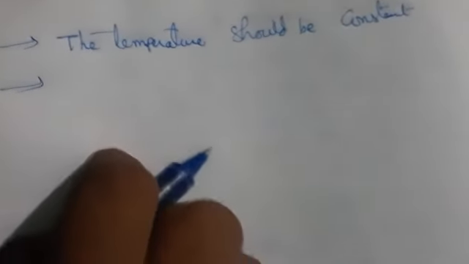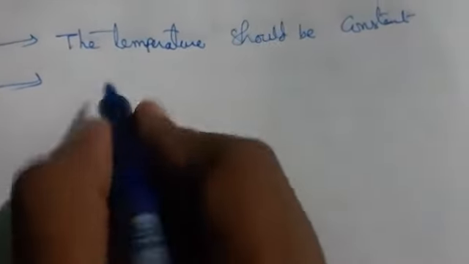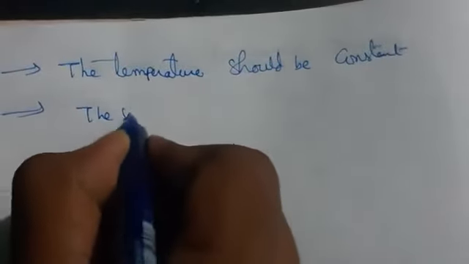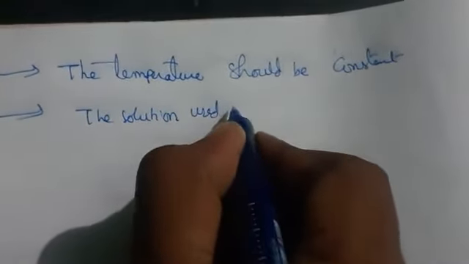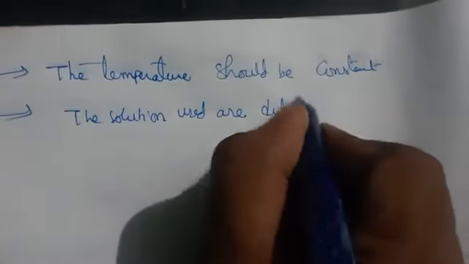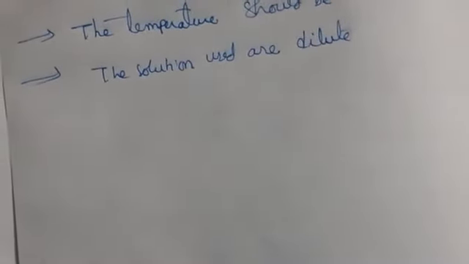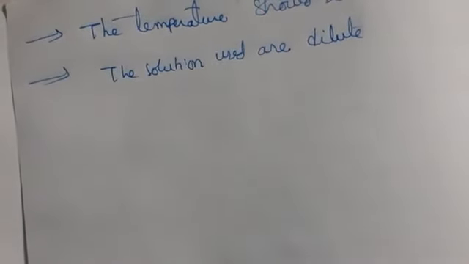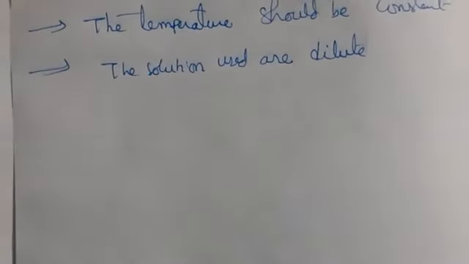So coming to the next condition. What is the next condition here? The solutions used are dilute. So what does dilute mean? Dilute is nothing but washing with water. That is what we call dilution. Whenever you take a solution and wash with water, it will form two layers, right? When you are washing with water, automatically it forms two layers.